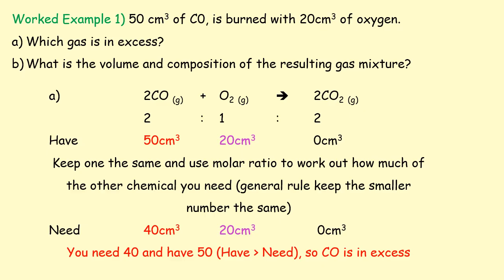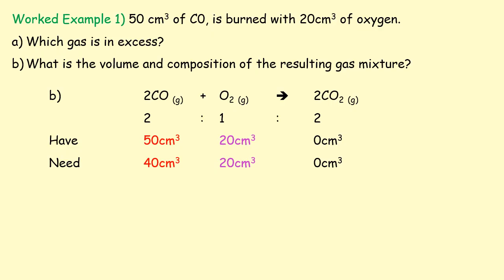We need 40 centimeters cubed and we have 50, so it's in excess, or we have more carbon monoxide than we need, so it is in excess. So we've answered part A. We now need to go on and answer part B. What is the total volume and what is the composition of the resulting mixture?